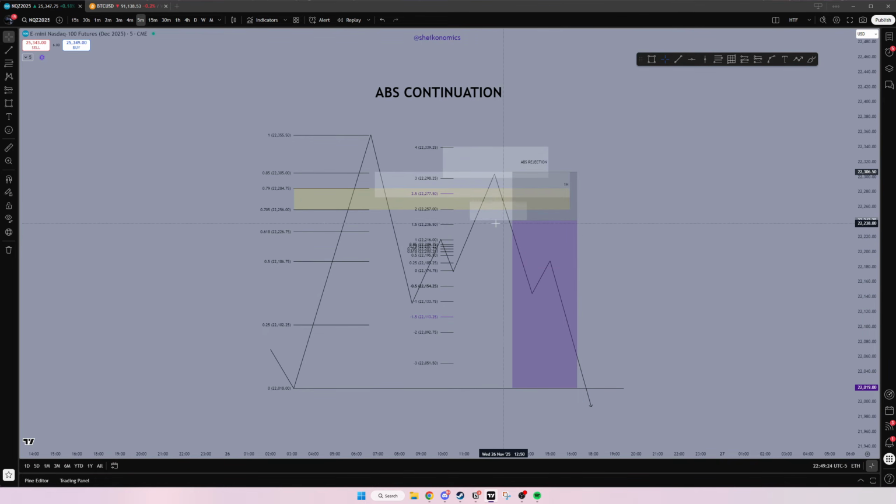And same way you can see with ABS, once we close below this leg right here, this validates your bearish breaker, and this sponsors this trade to your original target. So this is an example where you can use another confluence to take continuations, in this case OTE.